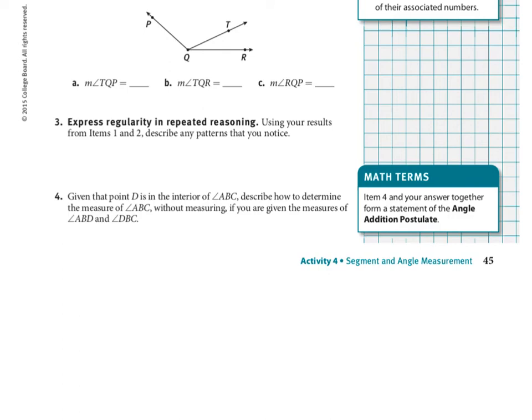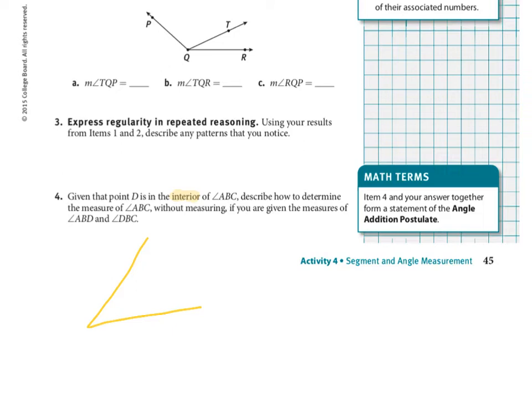Now let's move on to number 4 on page 45. And this problem will help us understand the concept of the angle addition postulate. Given that point D is in the interior, means on the inside of angle ABC. So it's always important to sketch the angle.